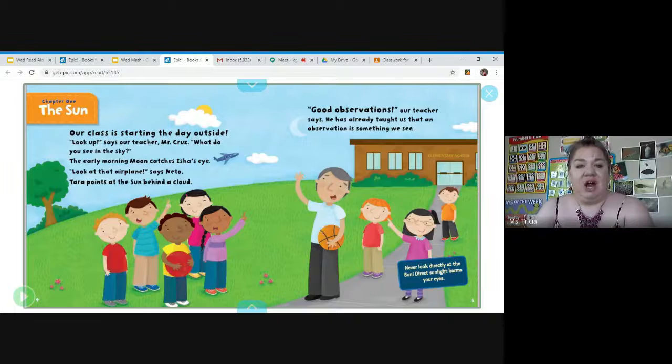Our class is starting the day outside. Look up, says our teacher, Mr. Cruz. What do you see in the sky? The early moon catches Isha's eye. Look at the airplane, says Nito. Tara points at the sun behind the cloud. Good observations, our teacher says. He has already taught us that an observation is something that we see. Never look directly at the sun. Direct sunlight harms your eyes.